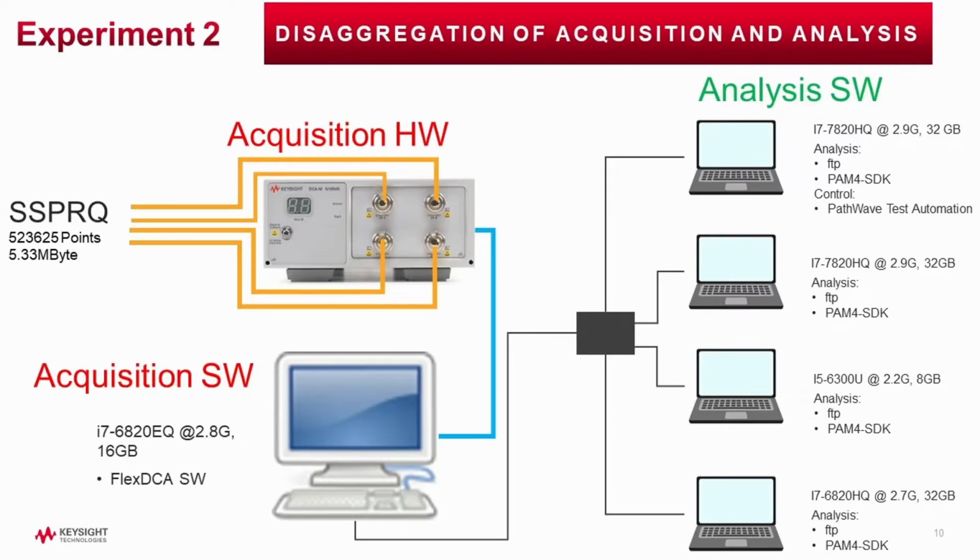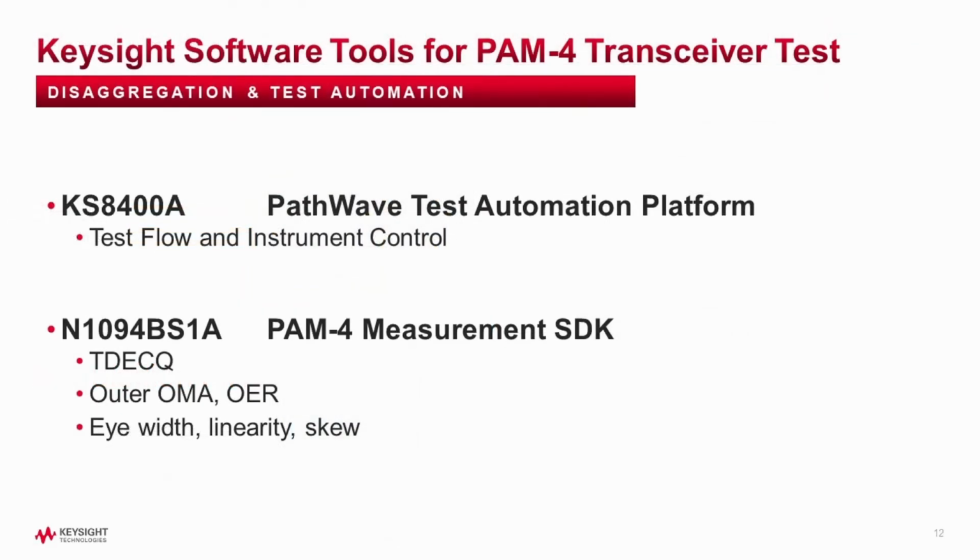The signals are captured by the 4-channel DCA-M and are connected to the same PC. In contrast to experiment 1, where the signals were processed on the same PC, the captured waveforms are now sent to the 4 other PCs for analysis. For both experiments, we are using the KS400A PathWave test automation platform for instrument control and test flow.